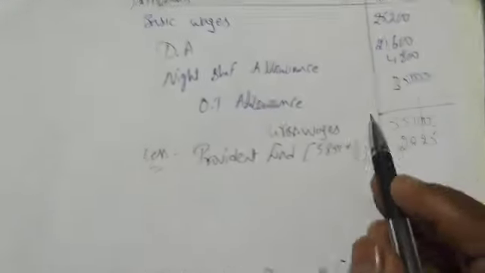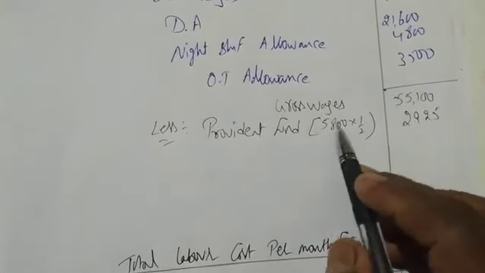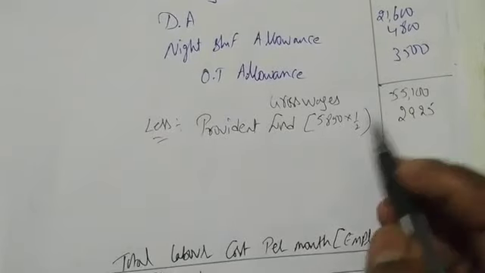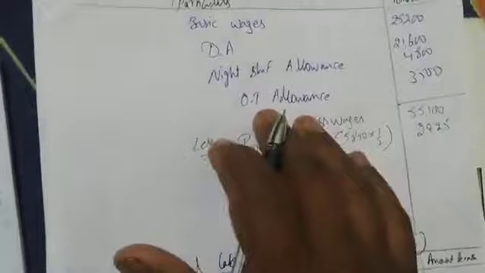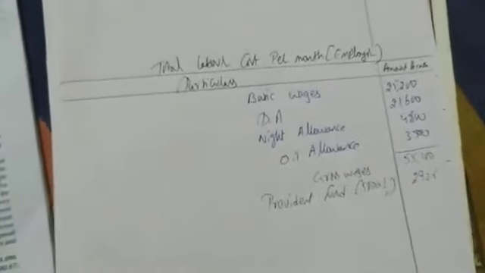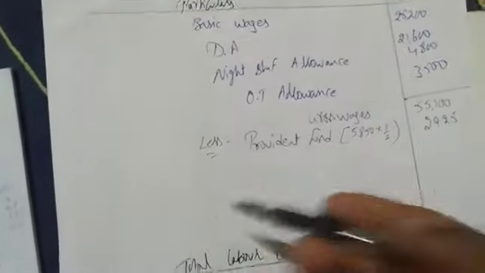Okay, this much, 55,100, the employee has to receive from the employer. But provident fund has been given, so from that 55,100 we have to deduct the provident fund. This provident fund for the employer is expenditure. Then we have to add this expenditure, half, 2925. This is the amount which the employee has to receive from the employer, and this is the amount which the employer has to pay.